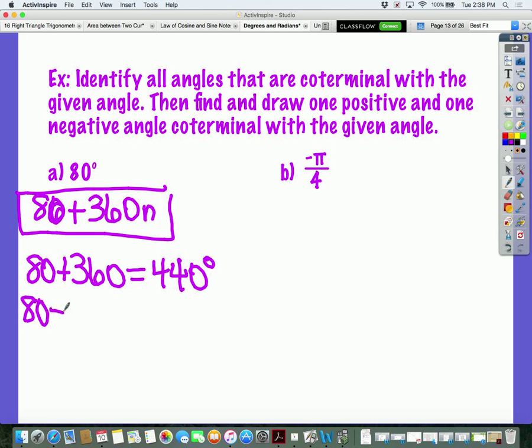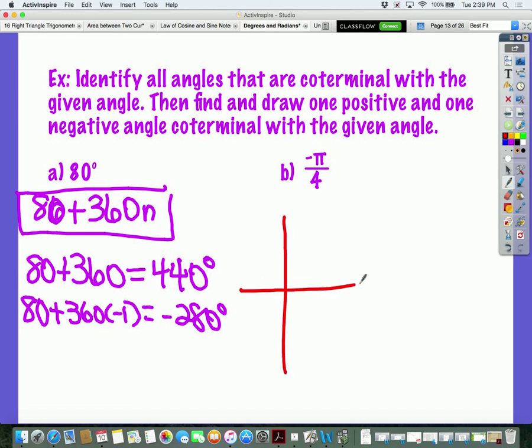So I'm going to plug in a negative 1 for n. So what is 80 minus 360? Here's another coterminal angle. Now you could do 1, negative 1. You could do 2, negative 2. You could do whichever one, but the thing is that when you draw it, you need to make sure that you draw it correctly. So, 440.